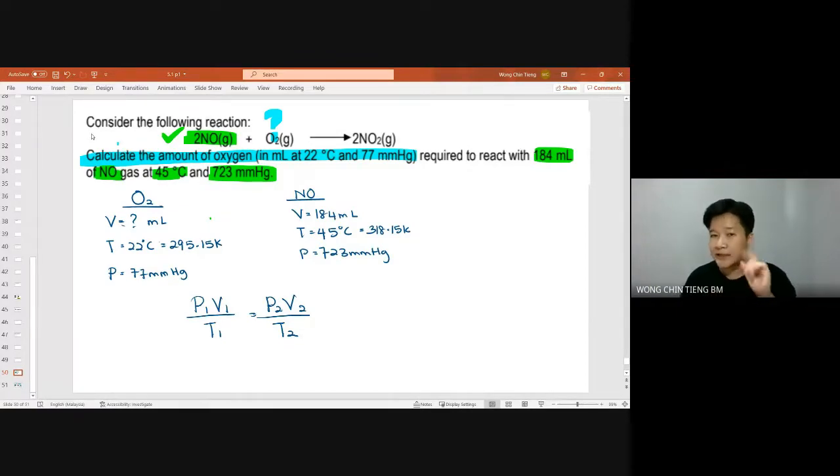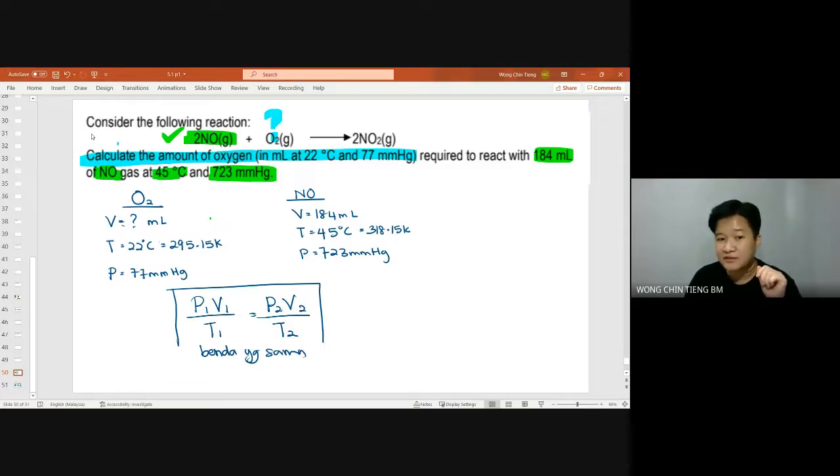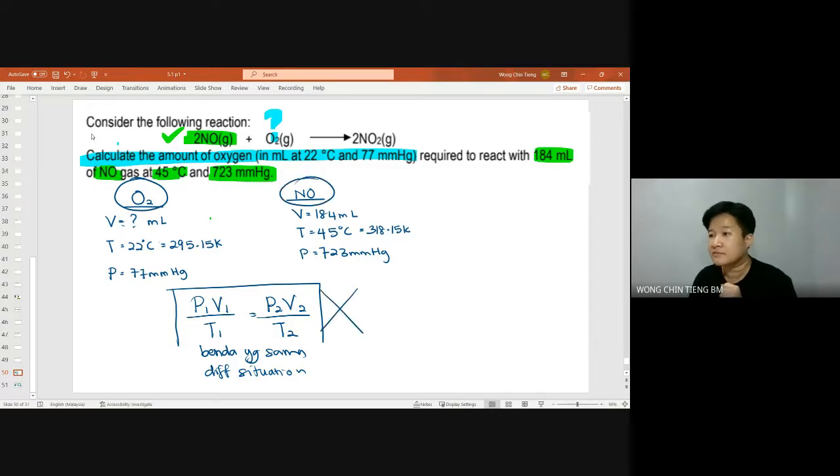But it cannot be used. I want to remind you once again, when you are using this type of formula, Boyle's law, Charles's law, Avogadro's law, combined gas law, they are for the same thing, but in a different situation. Like Izzati said, it must be the same substance, with different conditions. Agree? But right now, we are talking about oxygen gas and nitrogen gas. So this cannot be used. Understand?